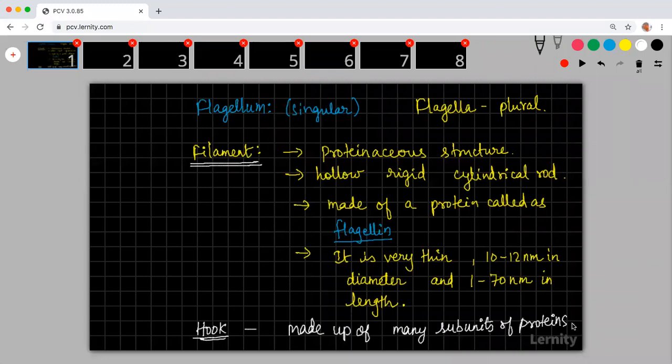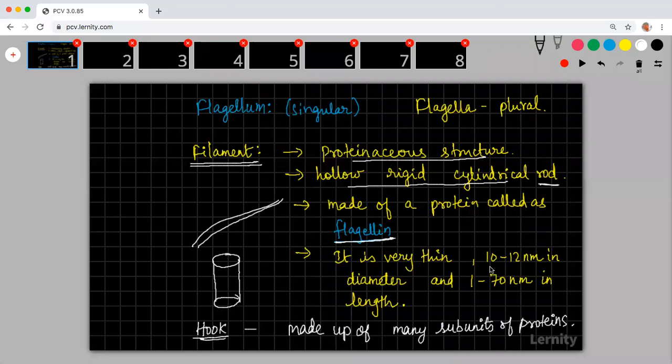Okay, if you guys are done, we can proceed further. Are you able to understand this? So what is filament? Filament is a proteinaceous structure. You have this filament in flagella. It is made up of protein, so that is why we call it a proteinaceous structure. It is a hollow, rigid, cylindrical rod. Do you know the meaning of hollow? It is rigid and cylindrical, a rod-shaped structure. What is it made up of? It is made up of a protein called flagellin.